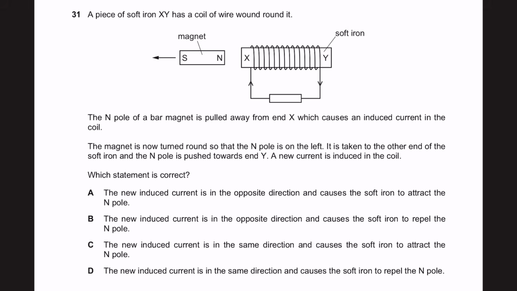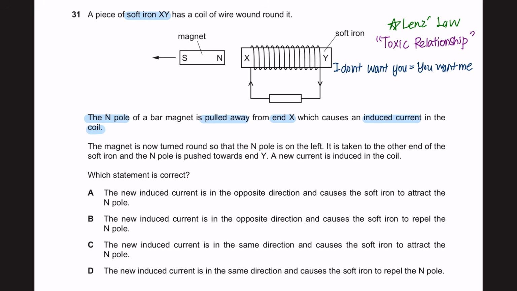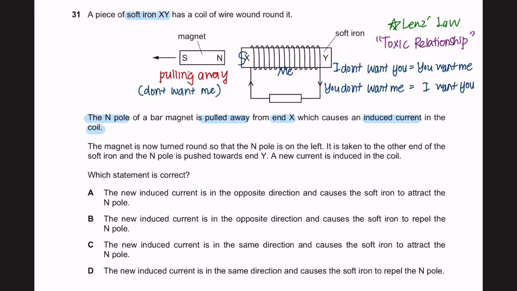Question 31. A piece of soft iron XY has a coil of wire wound around it. The end pole of a bar magnet is pulled away from end X, which causes an induced current in the coil. Okay, this question is based on Lenz's law. I hope you are familiar with Lenz's law. If you're not, think of this as a toxic relationship. So what's going on is that when I don't want you, you want me. And when you don't want me, I want you. Sounds familiar? When you're pulling away, not wanting me, I'm going to be attracted by you. So I will turn into a south pole trying to attract you.